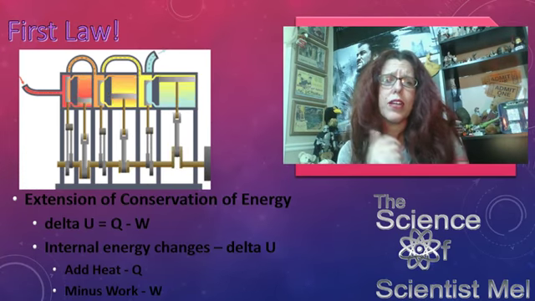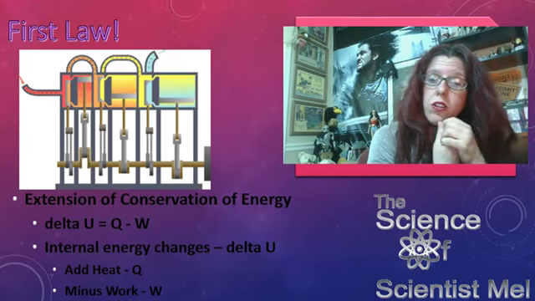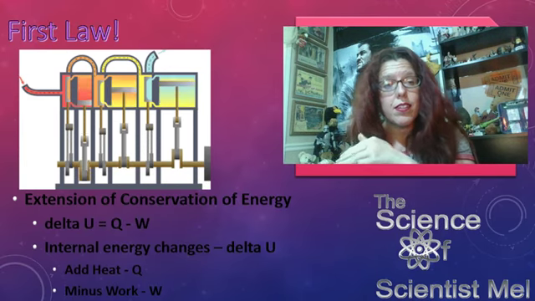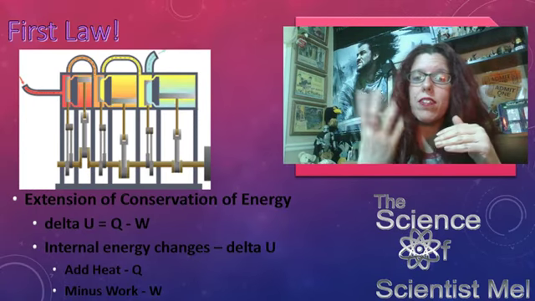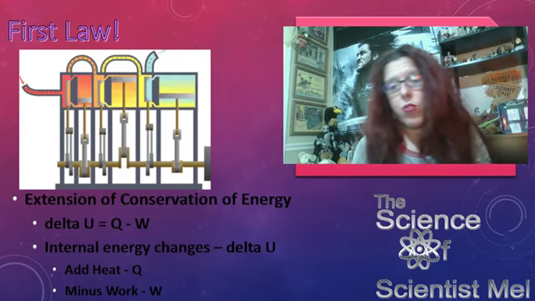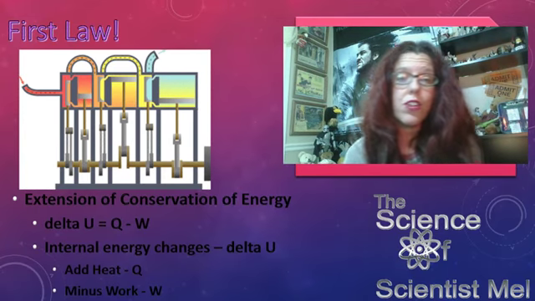So if we look at this equation, delta U, that just means the change in internal energy. It's equal to how much heat is put into a system and how much work is generated out of the system. So you have to subtract that work amount from the heat put in, and that's going to give you that value of change in internal energy.